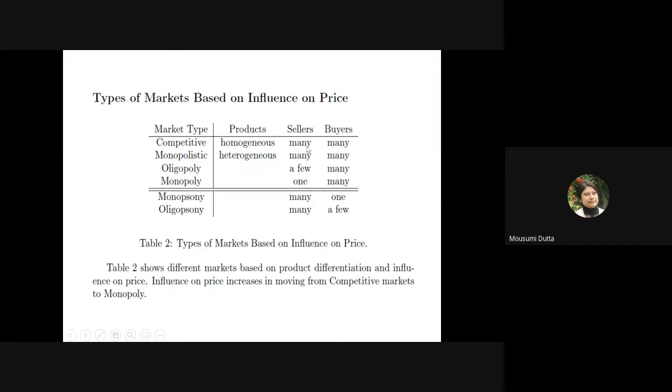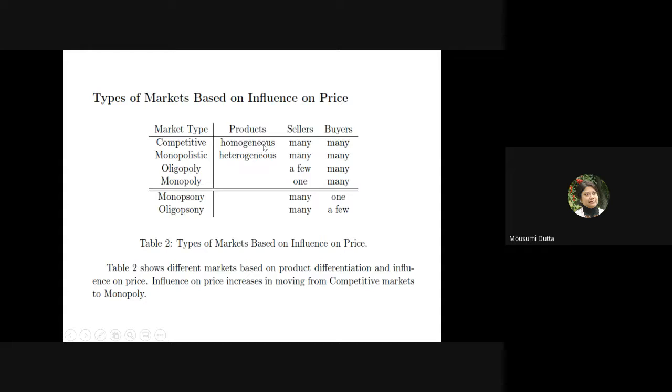There will be no government intervention. So all these things we will bring. However, to begin with, whenever we are trying to introduce the terms and terminologies, we will use these 3 points, which are very important. Homogeneous product, numerous sellers, numerous buyers.